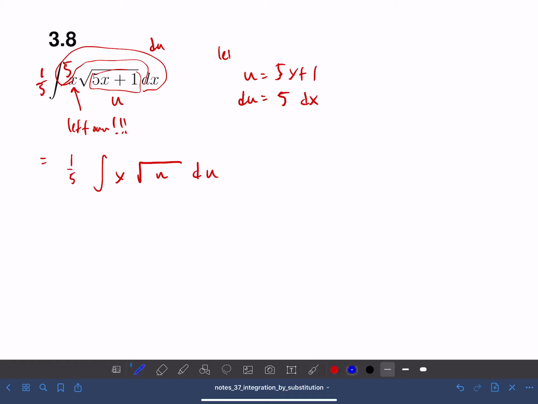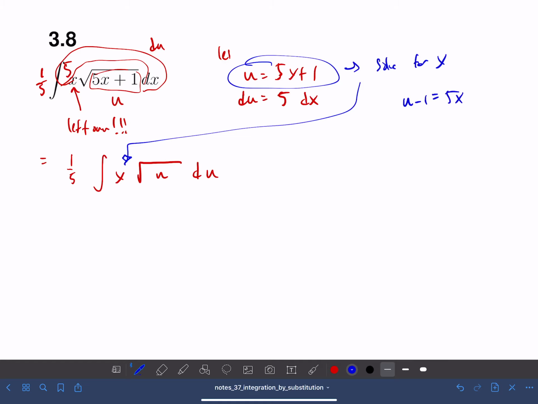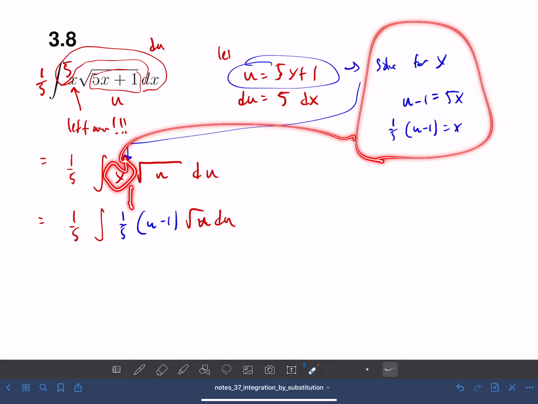So what I'm going to do is take this right here and solve for x, right? And then I'm going to substitute into this thing right here. So if I do that, then I would have u minus 1 equals 5x, or a fifth of u minus 1 equals x. And now I'm purely in terms of u. So the cool thing right here was to realize that I could still do something to get rid of this x and turn it into that.